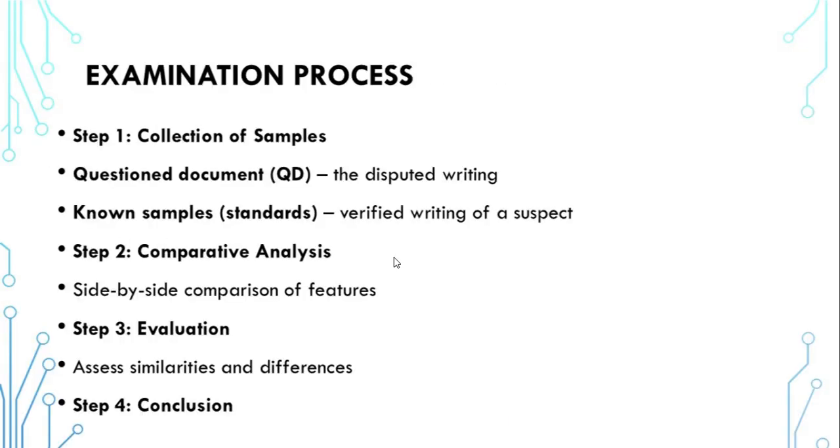Examination process. The first thing to do, the first step, is collection of samples. What do I mean by samples? There are two types of samples. The first sample is the question document, that is the disputed writing. So this disputed writing is collected, and before anything, you make sure that the disputed writing is the original.